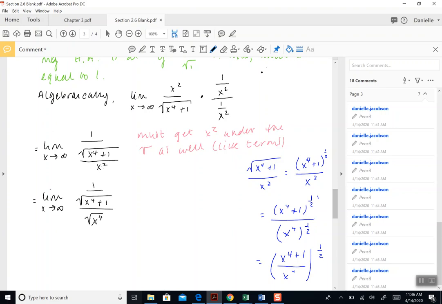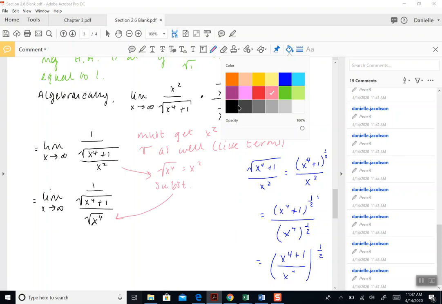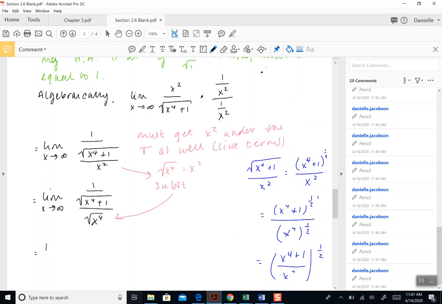Remember, x squared is the same as square root of x to the fourth. So I'll even write that up here just for clarification: root of x to the fourth equals x squared. So I'm going to substitute. That's what I just did there. I substituted the x squared for root x to the fourth because they're the same thing. Now since I have a root and a root, meaning I have like terms, those two things are matching, I can push this into one fraction. So I have the limit as x goes to infinity of 1 over big square root of x to the fourth plus 1 over x to the fourth.